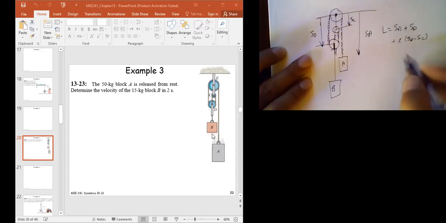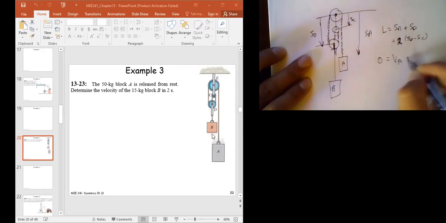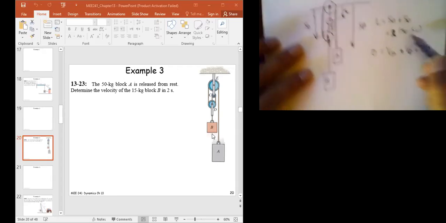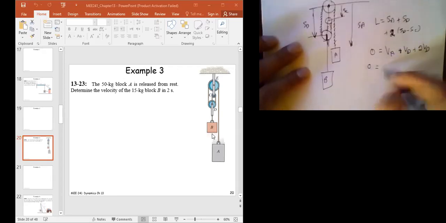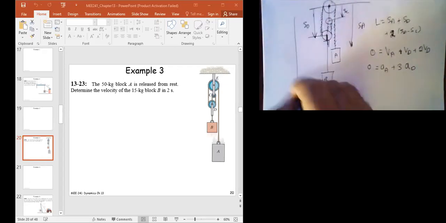Okay, if I differentiate this whole thing, what do I get? 0 is equal to VA plus VD plus 2VD. The derivative of SC is 0, right? If I differentiate one more time, I get 0 is equal to AA plus 3AD. And you know that the acceleration of D is equal to the acceleration of B. Why? Because the cable here is linearly related. You agree or no?